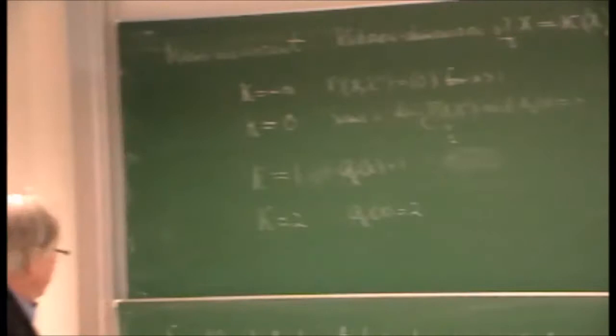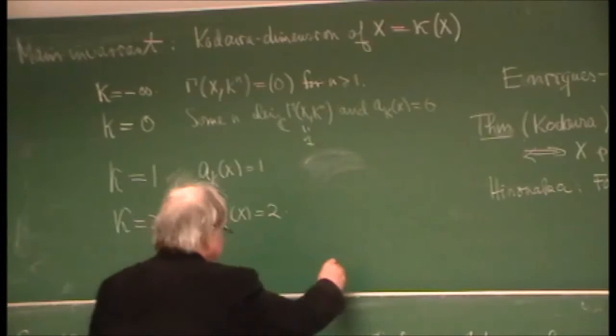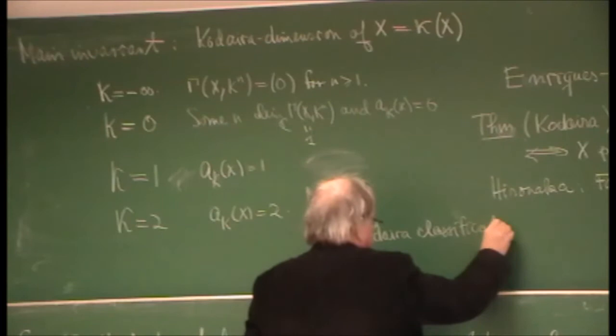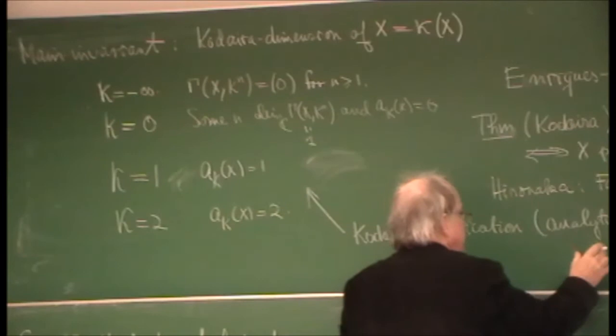What is the point? I'm speaking historically again. Kodaira, the classification I'm going to explain to you, is called the Kodaira classification in the analytic case. And his classification proves the projective classification and is using different tools.